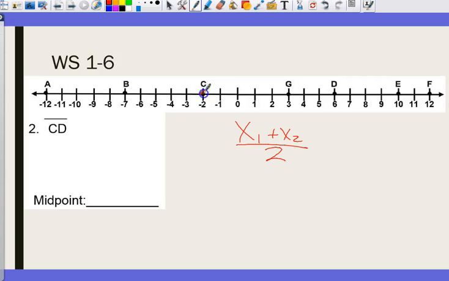C is here. D is here. Which ones are x1? Which ones are x2? C or D? Okay. Challenge question for you. Let's see who's smart. Who thinks order matters for this problem? Raise your hand if you think order matters for this problem. Raise your hand if you don't think order matters. I raised my hand for order doesn't matter.